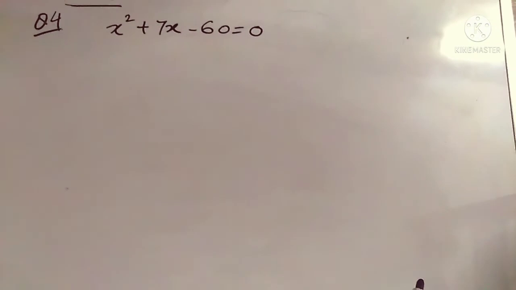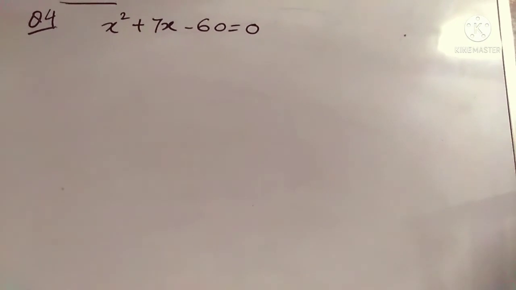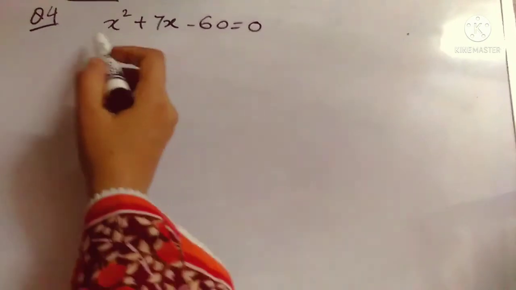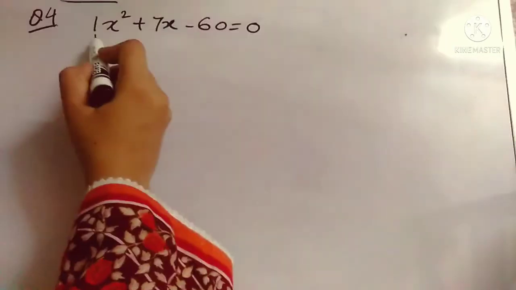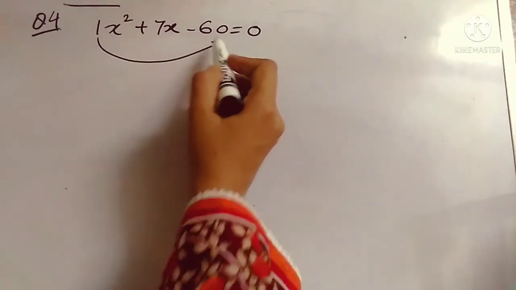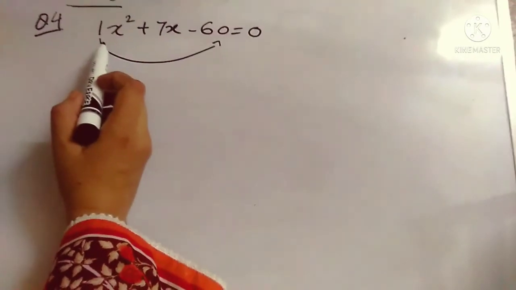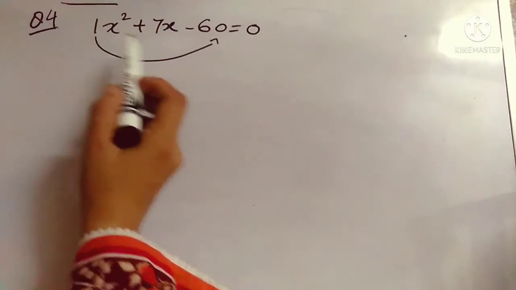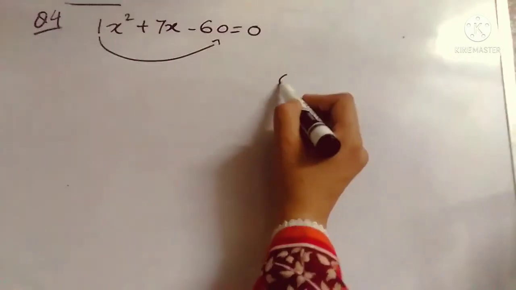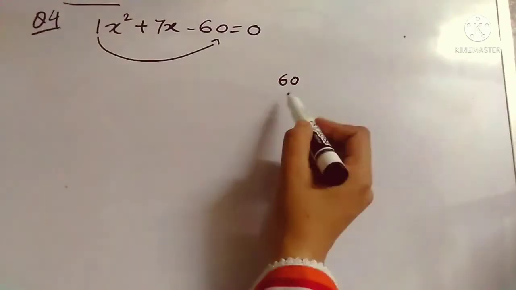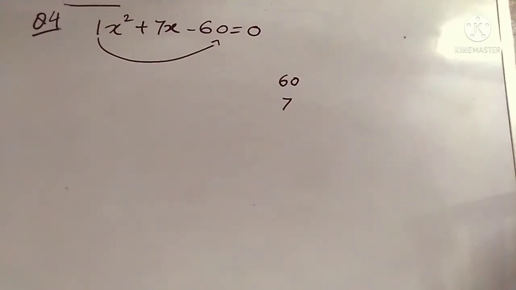Okay, now our equation is x square plus 7x minus 60 is equal to 0. Now we can factorize it. What we need to do is multiply the first and the last number. Here the coefficient is 1. Where there is no coefficient, it means the coefficient is 1. Now 1 times 60 is 60 and the middle term is 7. Now you have to choose two factors that when you multiply them you get 60, and when you add or subtract you get 7.